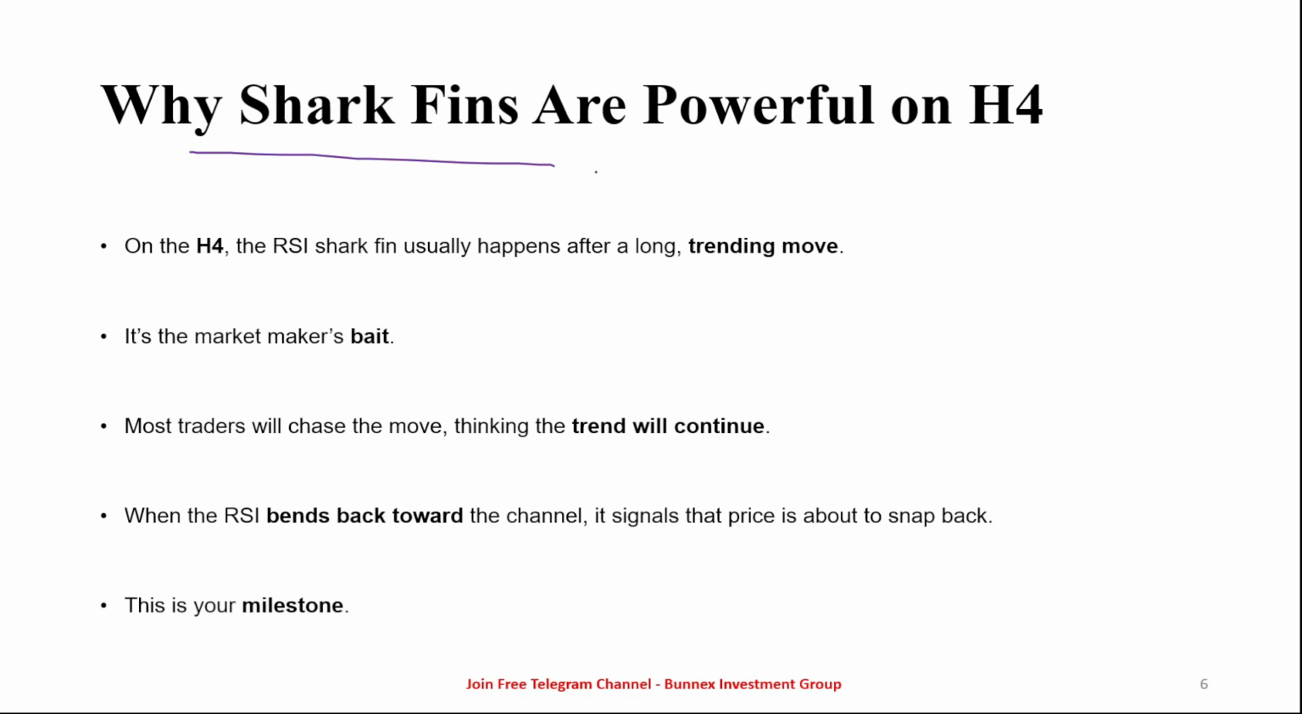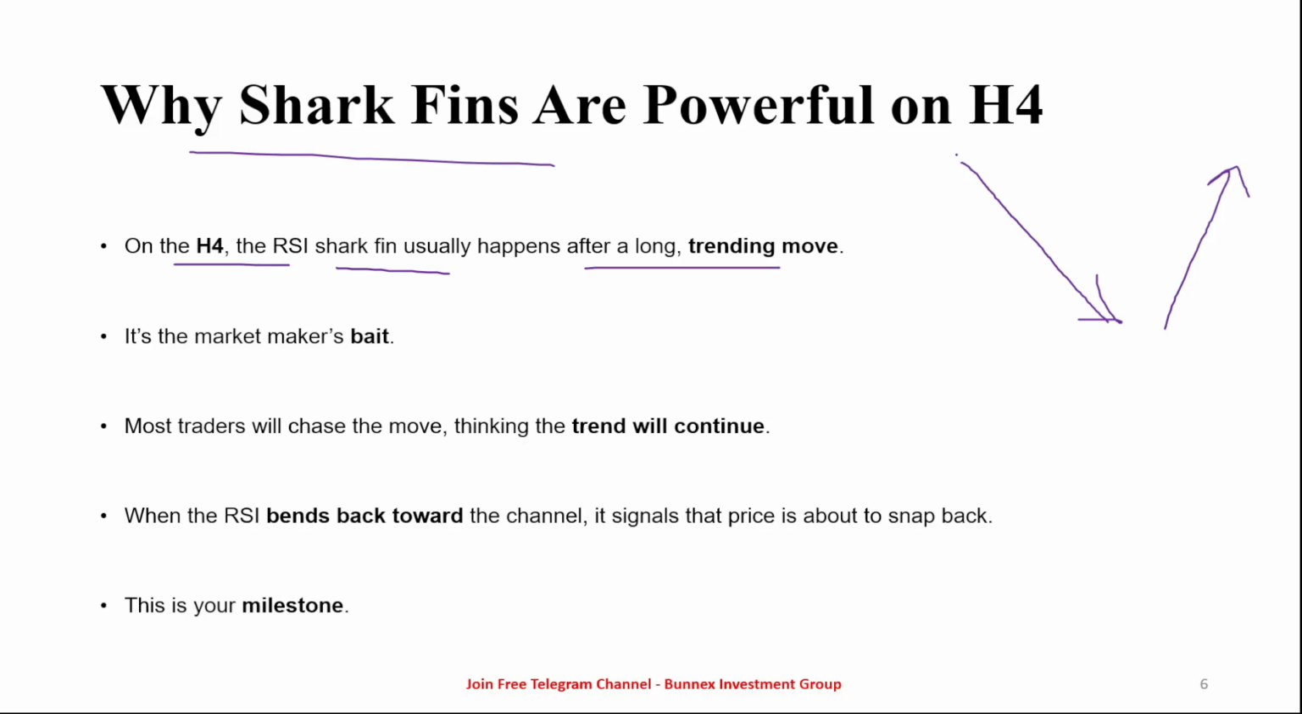So why are shark fins powerful on the H4 time frame? Basically explaining which time frame we are going to be looking for shark fins. On the H4 time frame, the RSI line fin usually happens after a long trend. Usually the market would have come from a very long trend to the downside or to the upside like this. It's the market maker's bait.